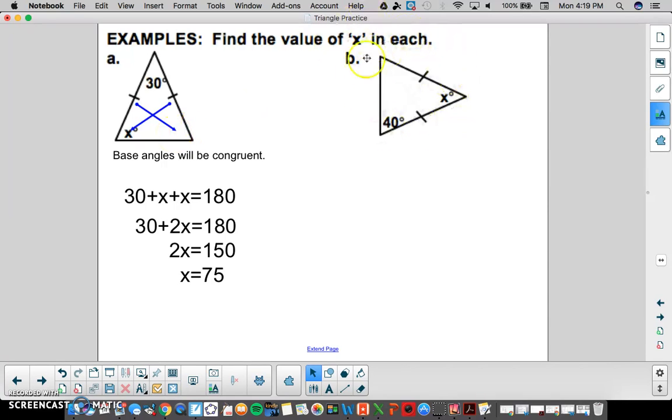I want you guys to try example B on this. Keep in mind we're searching for the vertex angle here. So we know the ones across from those congruent sides will be congruent angles. Those would be my base angles.